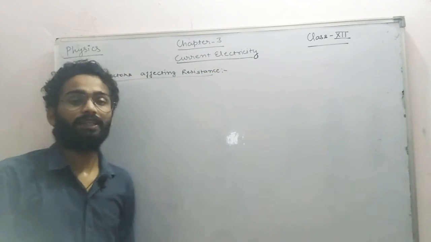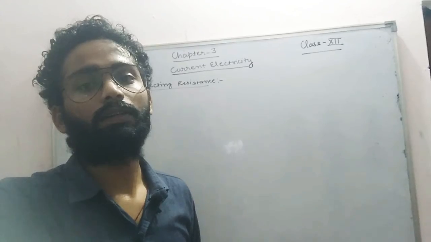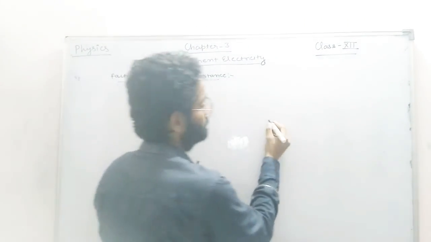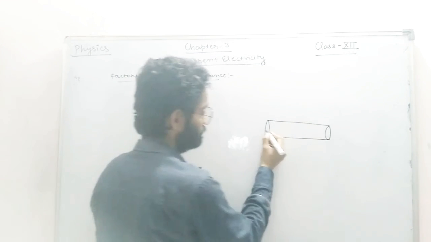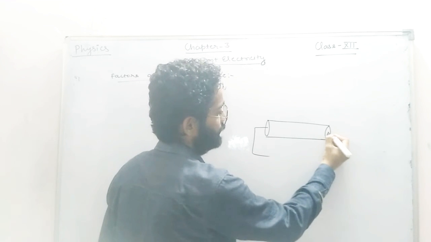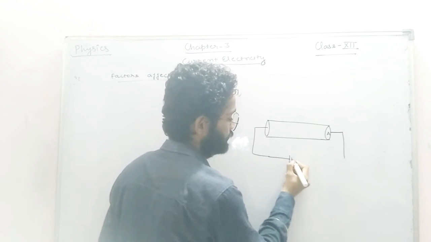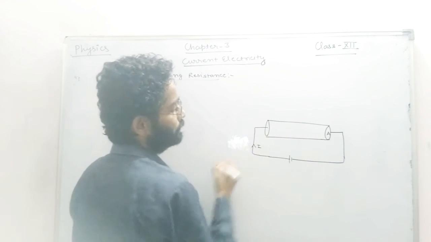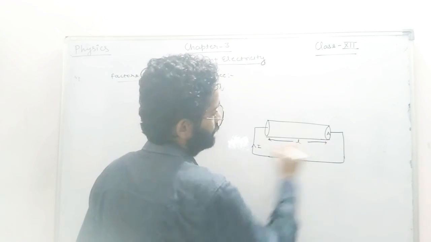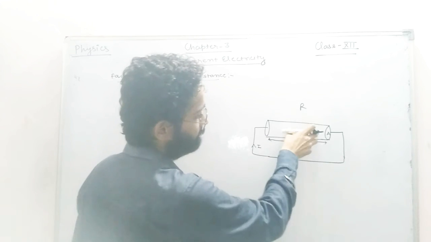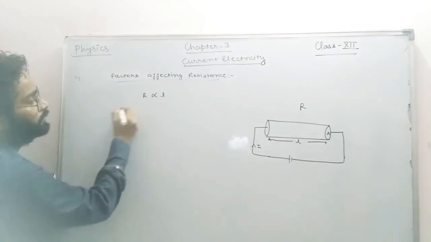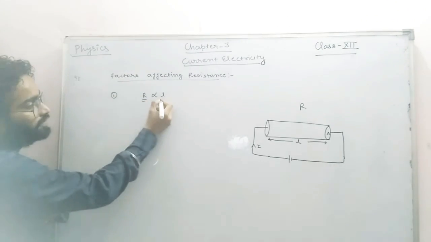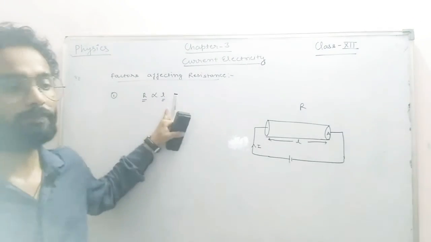Let me tell you one thing. If we take a conductor of small l length and A cross section area, and let I be the current passing through it, and capital R be the resistance developed over it, then R is always directly proportional to L. That means the resistance of a conductor is always directly proportional to the length.